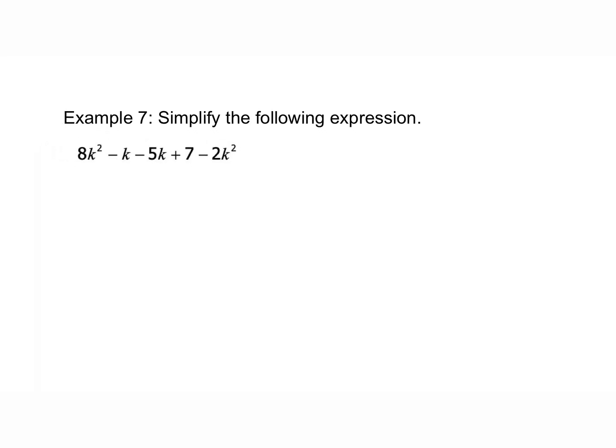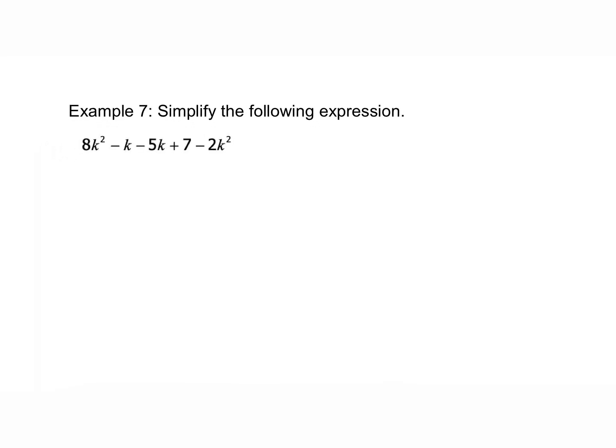Here we have 8k squared minus k minus 5k plus 7k minus 2k. Very, very important: these are like terms here. This and this are like terms, but they're not all like terms together because this has 2 copies of k and this is only 1 copy. So we have 8k squared minus 2k squared, so that's 6k squared, negative k minus 5k, that's going to be negative 6k, and then we just have the plus 7.